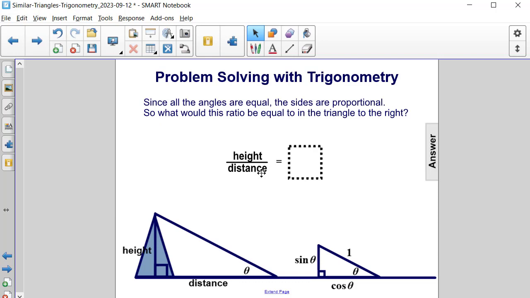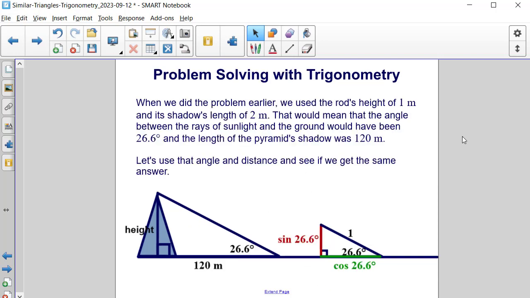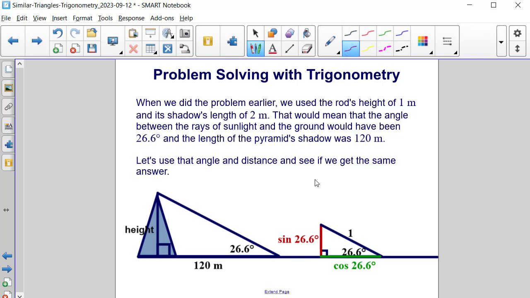If we do height over distance, so height vertical, distance horizontal, that's going to be equal to sine of theta, which is vertical, over cosine of theta, which is our horizontal. When we did the problem earlier, we used similar triangles to find the height of the pyramid. At that time, we had a rod of length 1 meter, and its shadow that it cast was 2 meters. And this was proportional to the height of the pyramid and the length of its shadow, 120 meters.